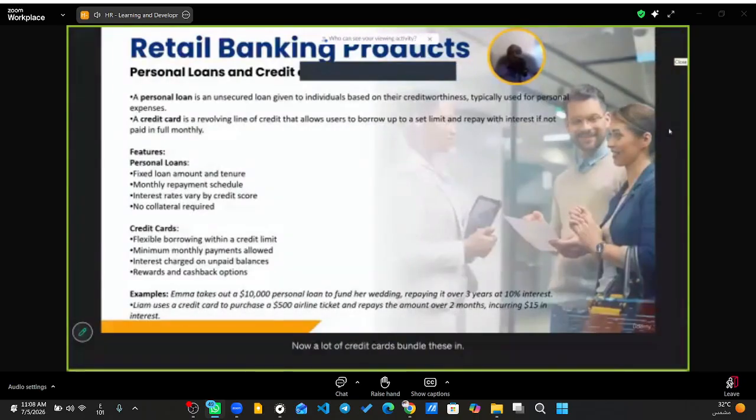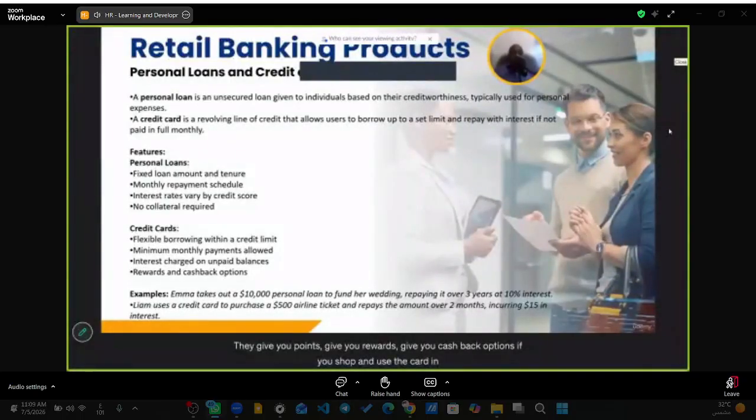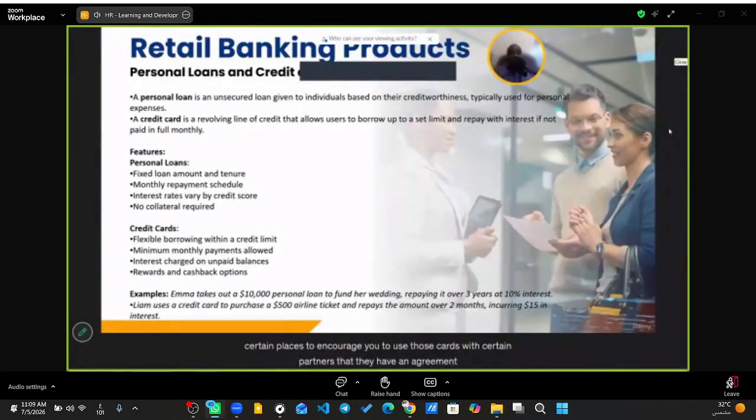Now, a lot of credit cards bundle these in. They give you points, give you rewards, give you cashback options if you shop and use the card in certain places to encourage you to use those cards with certain partners that they have an agreement with, and that is tracked, and you can get discounts and things of that nature.